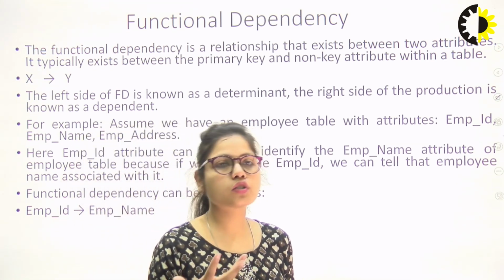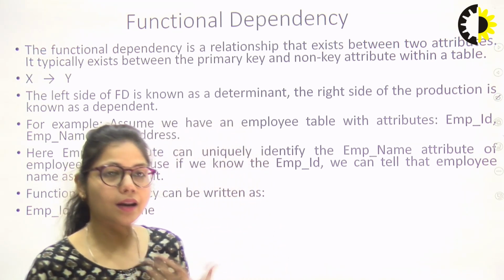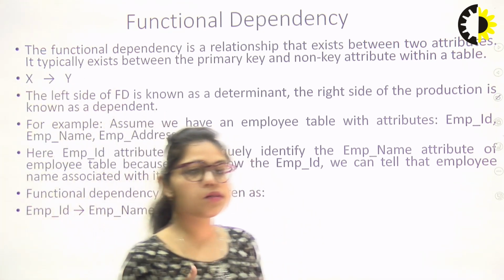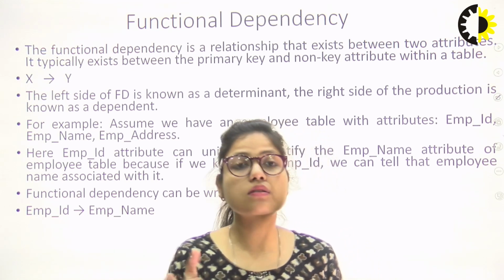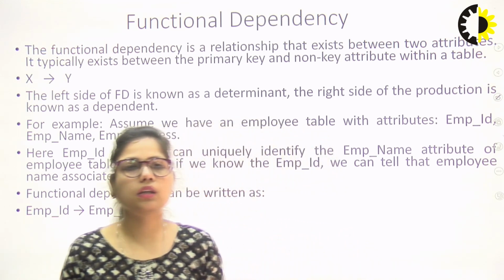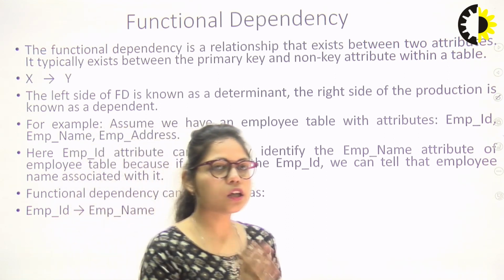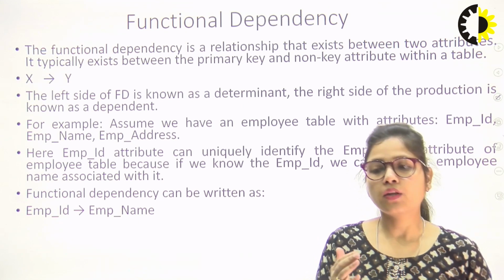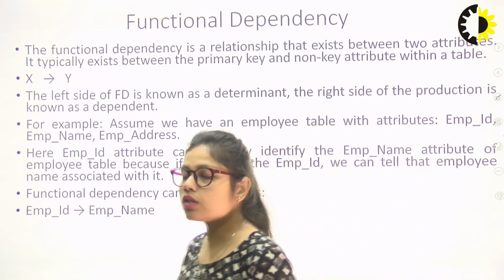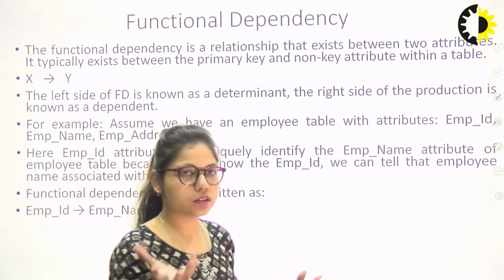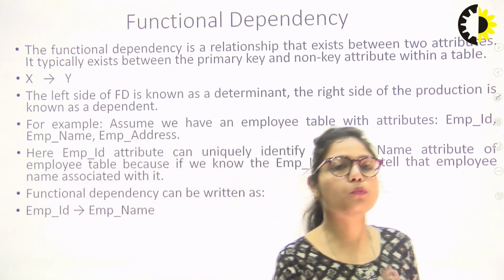Now in functional dependencies, we always write in this form: X determines Y. Now X is generally a primary key or subset of a primary key, and Y is a non-primary key attribute. The left side of functional dependencies is known as a determinant. The right side of the dependency is known as the dependent. Basically, dependent is determined with the help of determinant.